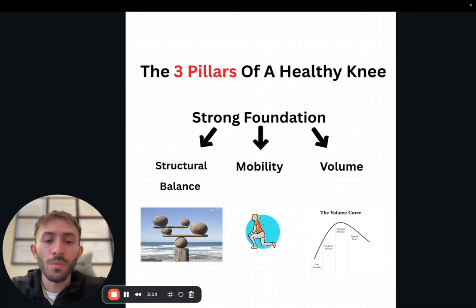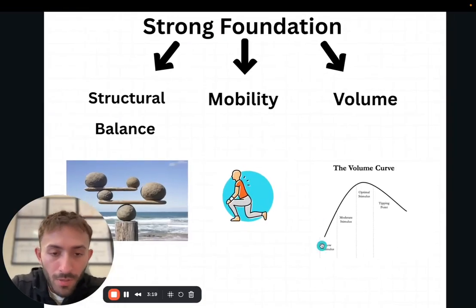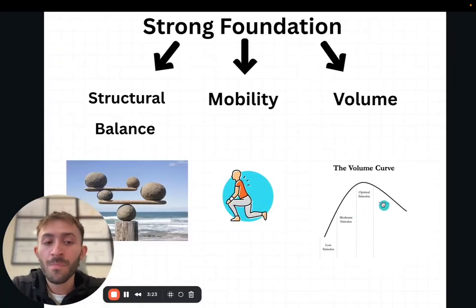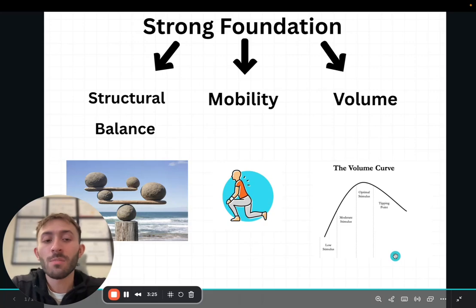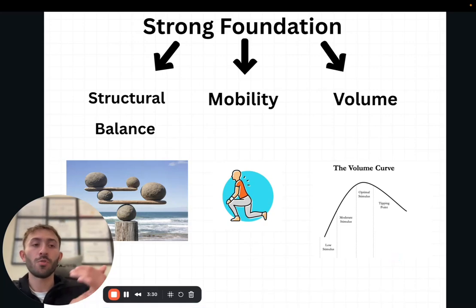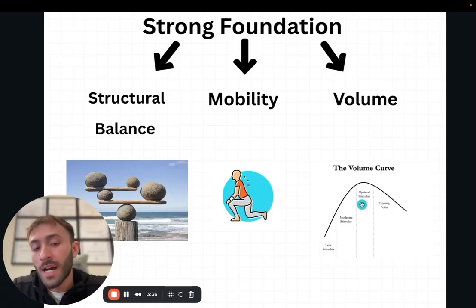And then volume. If we're looking at this graph right here, what's going to be very important is see low stimulus, moderate stimulus, optimal stimulus, and tipping point. There's going to be diminishing returns on how much volume you're doing and what the return is going to be. At a certain point, you want to hit a certain amount of volume where it's optimal or moderate to optimal, but it also gets tricky because if you go overboard, then you go to the tipping point, and that's when the diminishing returns start to come on.